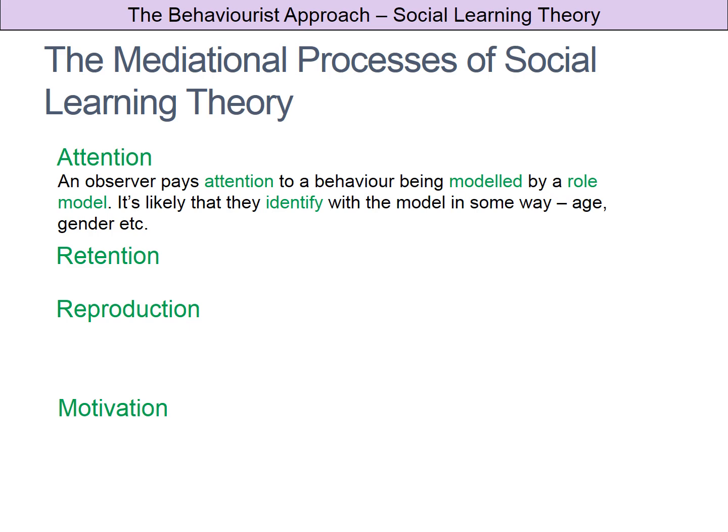The behaviour is being modelled or demonstrated by that role model, and it's likely that in some way the observer will identify with the model. So it could be that they're of a similar age or the same gender. It could be that they look up to that role model. For example, children often look up to adults as people to imitate.